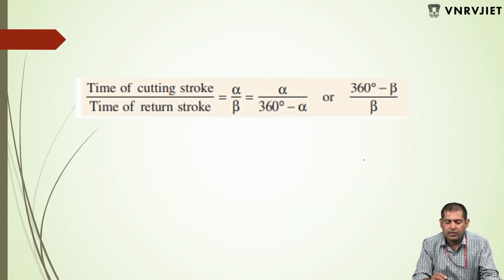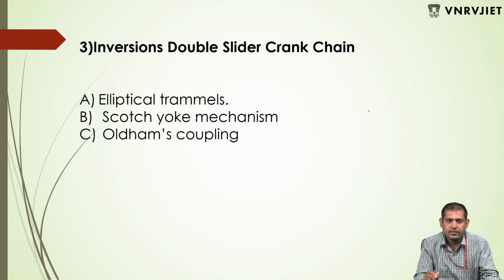Now the same here: time of cutting stroke to time of return stroke is alpha by beta, that is, 360 degrees minus beta by beta. Now, inversions of the double slider crank chain. Here double slider means two sliders are there. The first is the elliptical trammel, then the Scotch yoke mechanism, and Oldham's coupling.